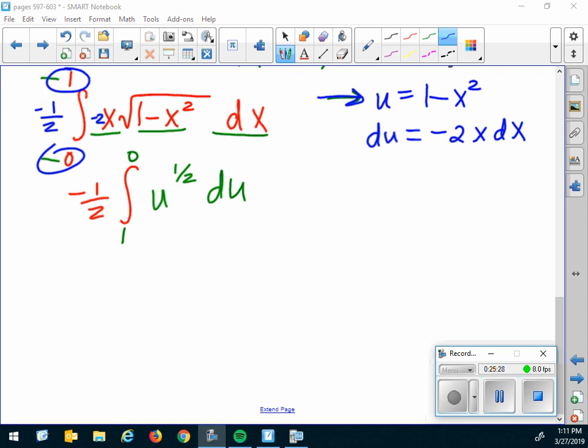So I put them in here. If x is 0, 1 minus 0 squared is 1. So that new lower limit becomes 1. My upper limit was 1. 1 minus 1 squared is 0. So my new upper limit is 0. Now you say, well, you can't go from 1 to 0. But I can flip it by doing what? So I'm going to change this, and I'm going to make it positive 1/2 times the integral from 0 to 1 of u to the 1/2 du.